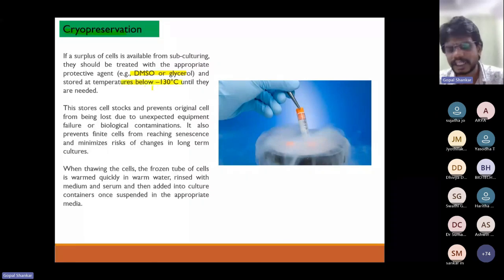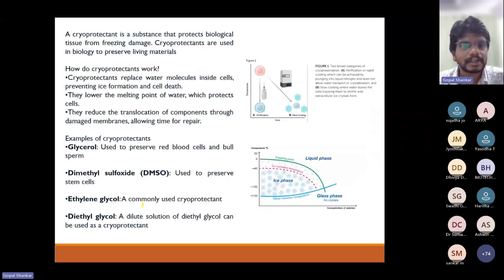So what is the function of DMSO? How is this DMSO being used? You store them in the cryoprotectant and put them in minus 183. And to revive them, you have to thaw them at a warm temperature and provide them adequate medium and serum. Basically, the concept of a cryoprotectant is that it protects the biological tissue from freeze damage. So what happens in freeze damage? You get ice crystal formation, and these ice crystals can kill your cells.